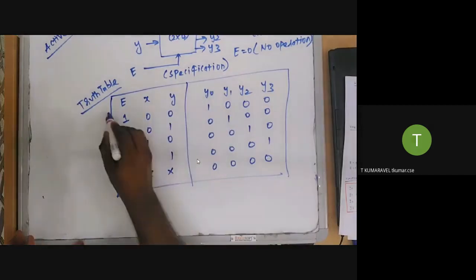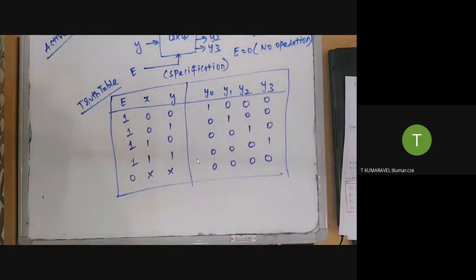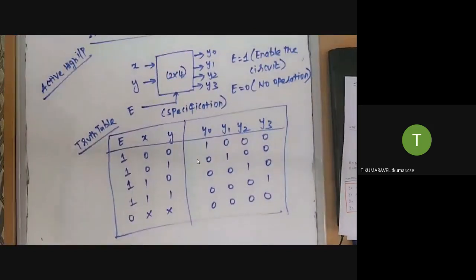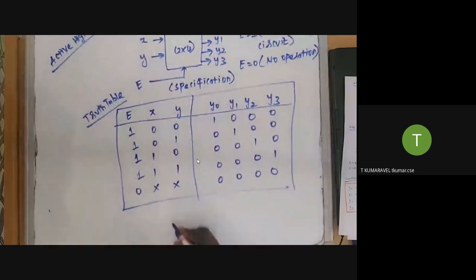This is a truth table for active high input. Do you have any queries? No, sir. Okay, what is the meaning of don't care condition? So this is a don't care condition.